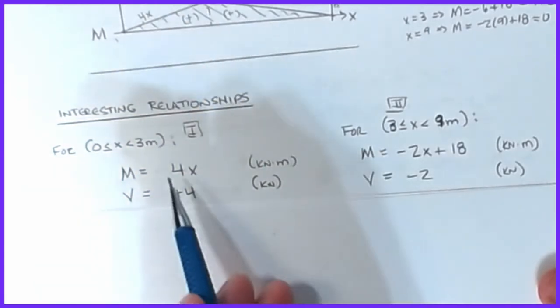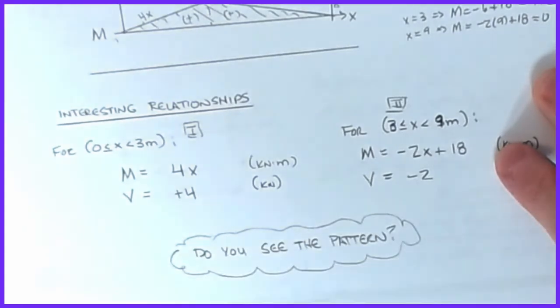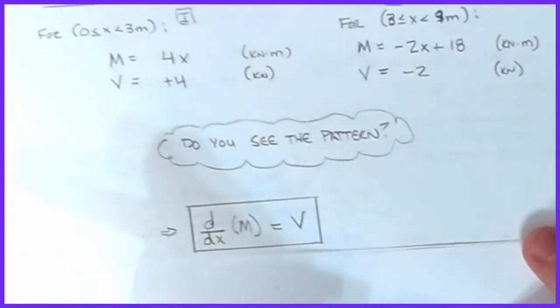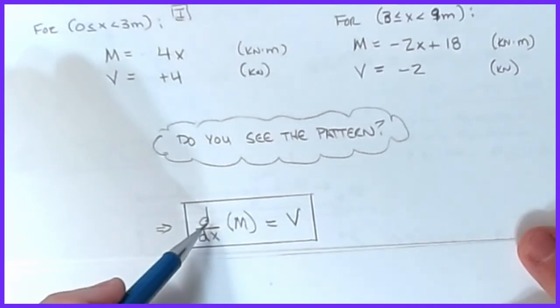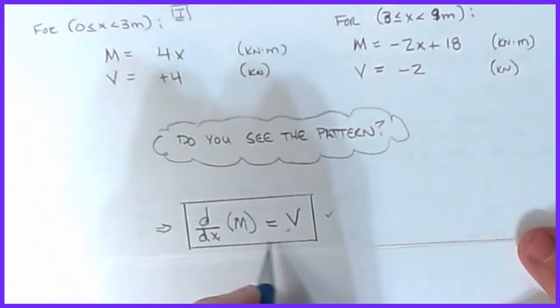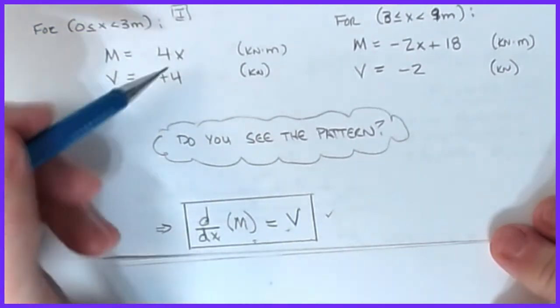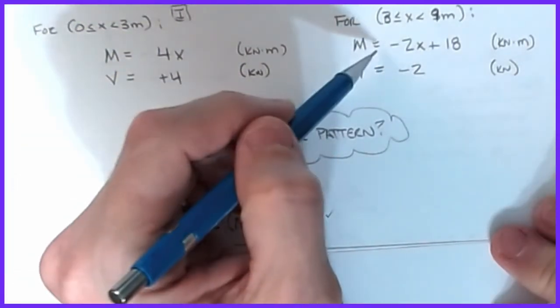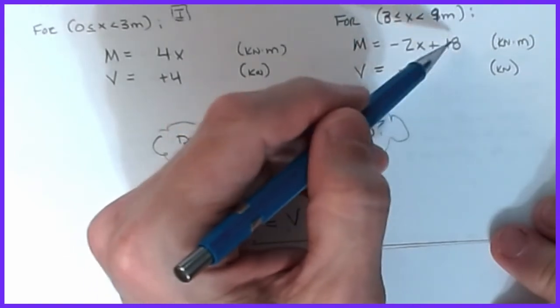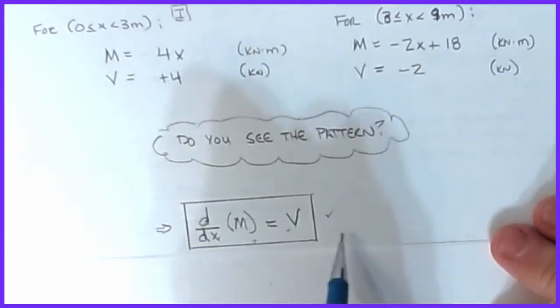So the question I have is, do you see the relationship between these? It turns out that in all cases, the first derivative of the moment with respect to x is the same as the shear value. This will always be true for the examples that we're going to work, and that becomes a pretty interesting characteristic we can take advantage of. If I take the first derivative of 4x, I get plus 4. If I take the first derivative of minus 2x plus 18 with respect to x, 18 is a constant, so it's gone. The x goes away, and I'm at minus 2. This works. Pretty cool.